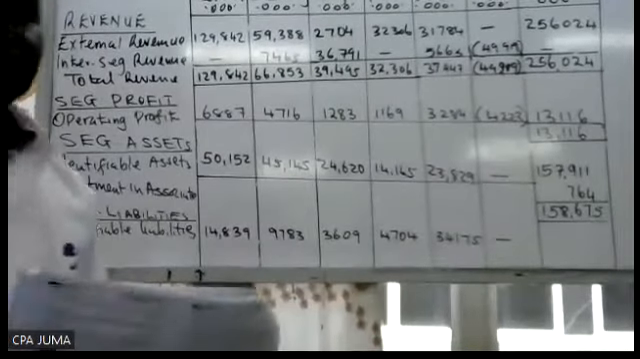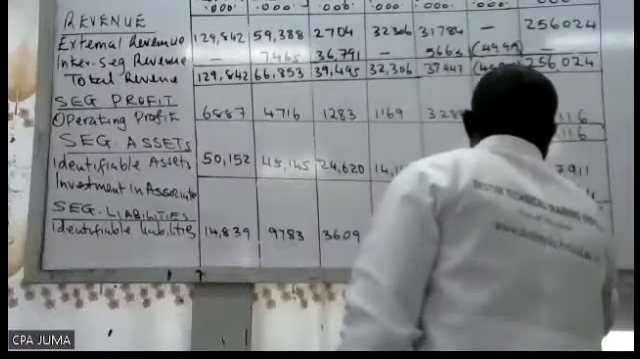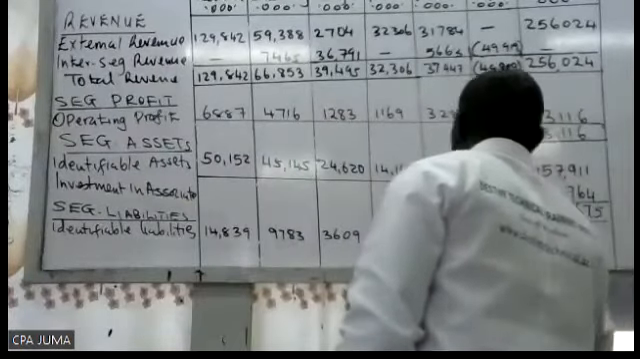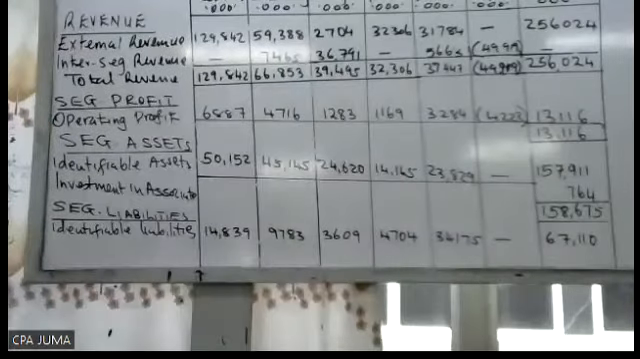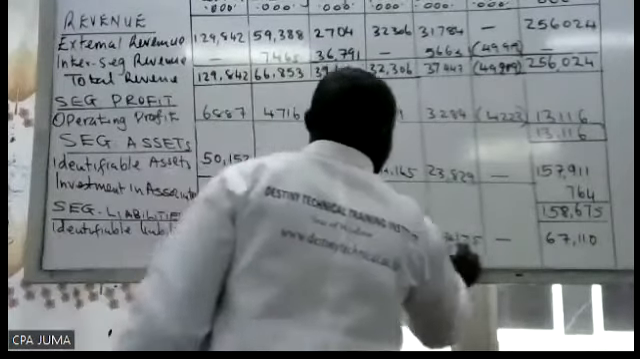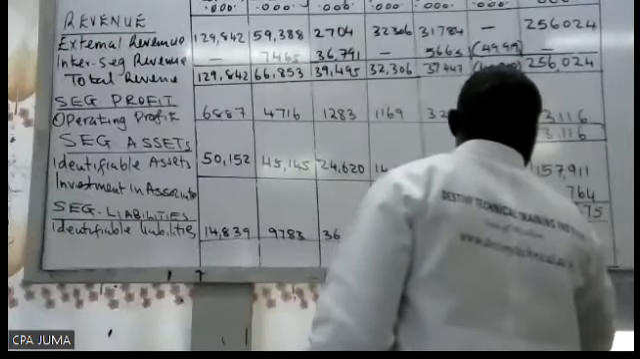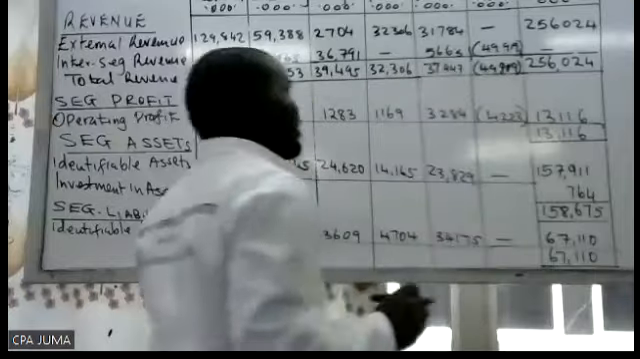You get 67,110. Then unallocated. Do they have unallocated? No. Then that one we just close. Up to the end. So this one we just close. 67,110. Full stop.